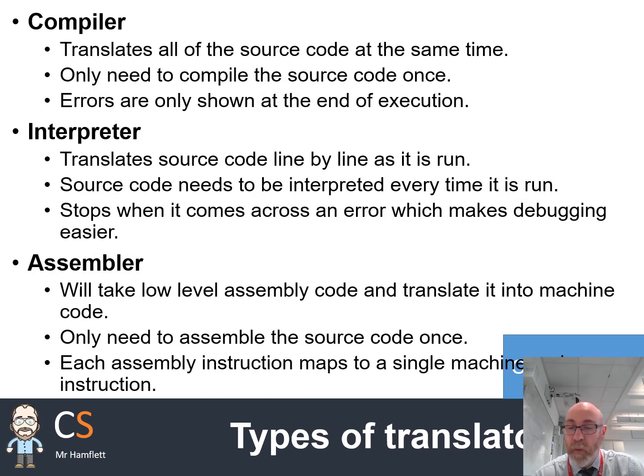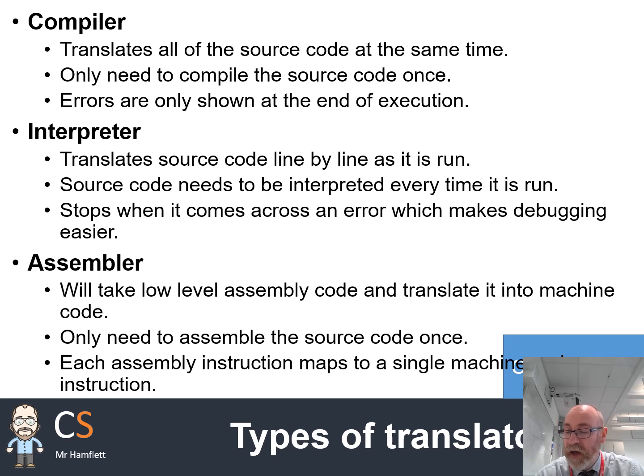Compilers are where we will take the source code and turn it into machine code in one go. We'll then have one file containing all of the machine code that I can then use to run. We only compile it once. If I do have errors, then they're shown right at the end of the translation.